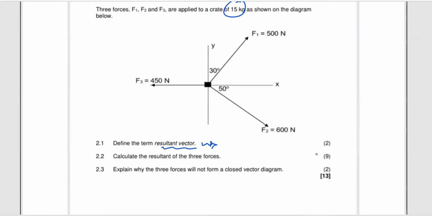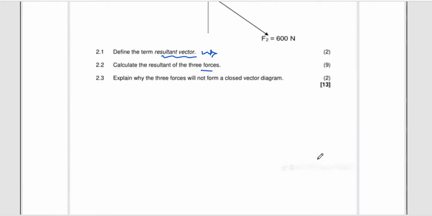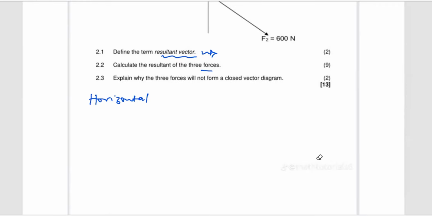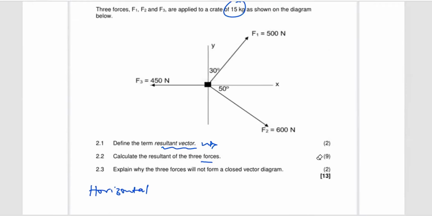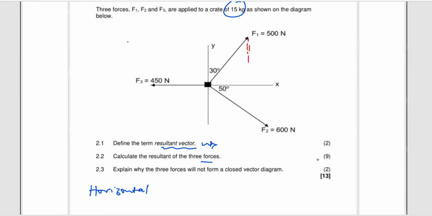And then 2.2, they want us to calculate the resultant of the 3 forces. So whenever we are calculating the resultant, remember we need to resolve these forces into the horizontal as well as the vertical, and then we can get the overall resultant. So when I look at the forces in question, number 1, we need to create a triangle here. This is a 90. Let's also create another one here, and then we try to resolve them.